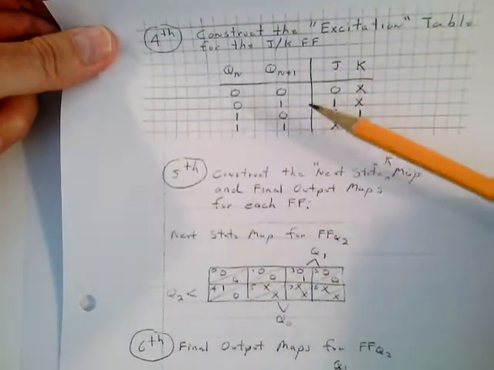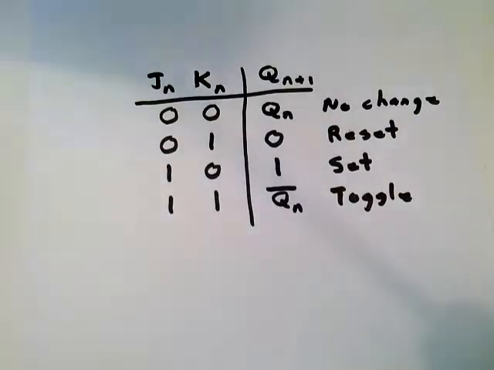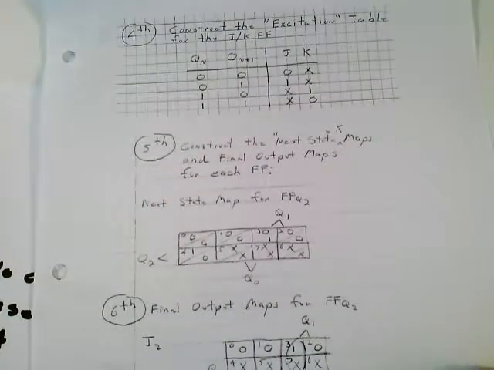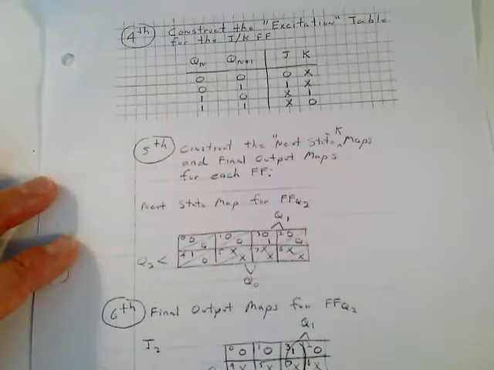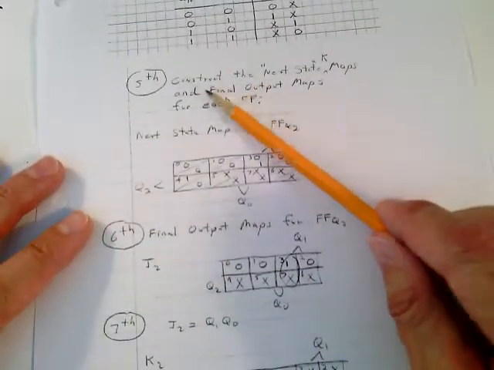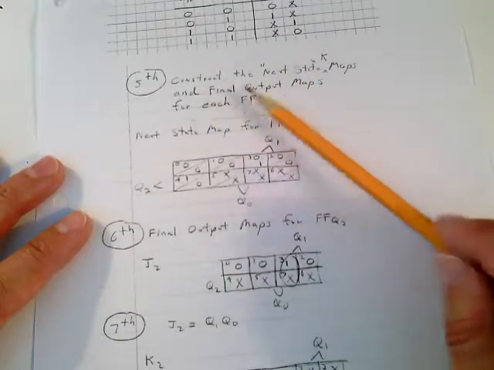And then you just use this excitation table. The fifth step: use the excitation table to complete the state table and then construct individual K-maps for both the J and K inputs for each flip-flop. Like I said, this is all procedural. Let's take a look. We're going to construct the next state K-maps and final output maps for each flip-flop.